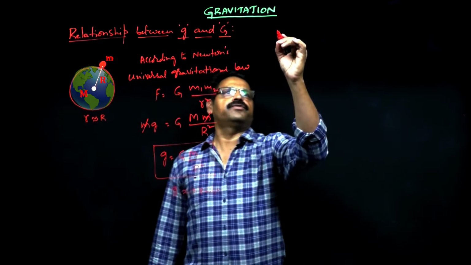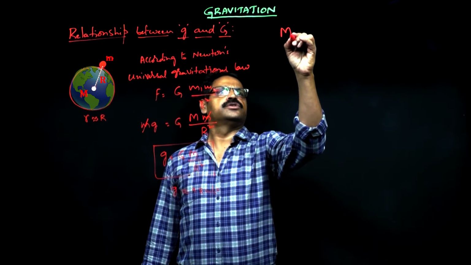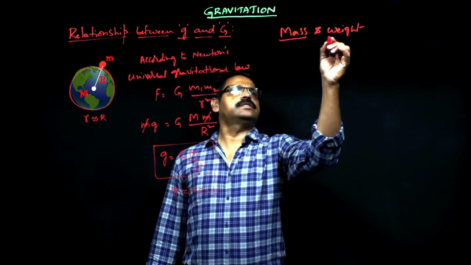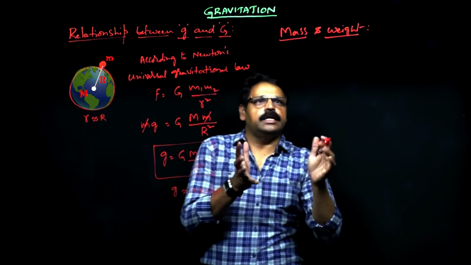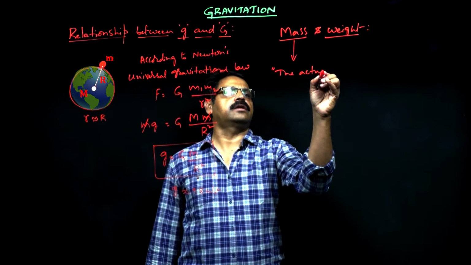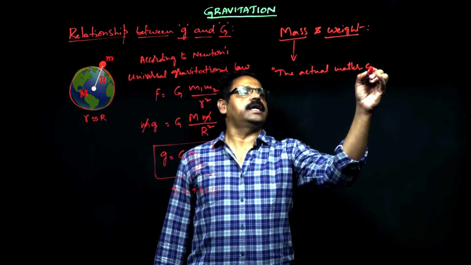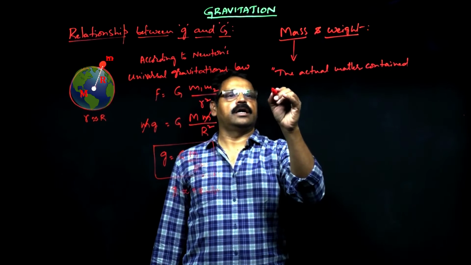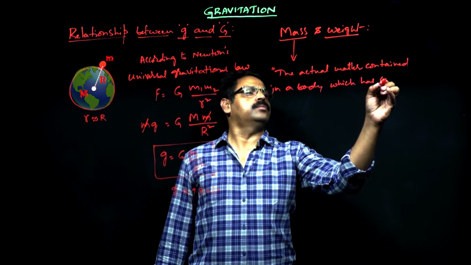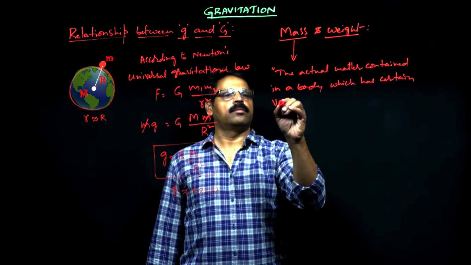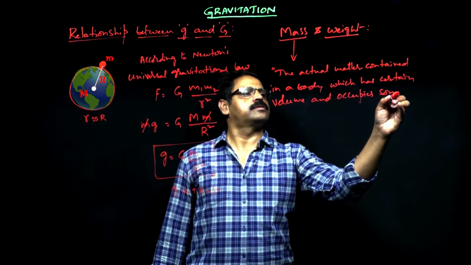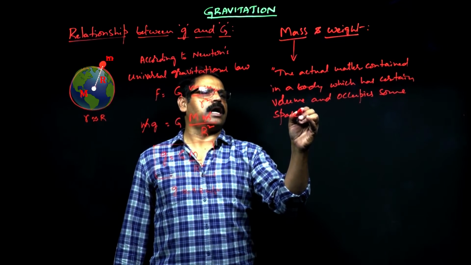We can also now look at the difference between mass and weight. So what is the difference between mass and weight? See here, mass is nothing but the actual matter contained in a body. So to define the mass, we will be writing this as the actual matter contained in a body, which has certain volume and occupies some space. So anything that occupies some space and has certain volume.